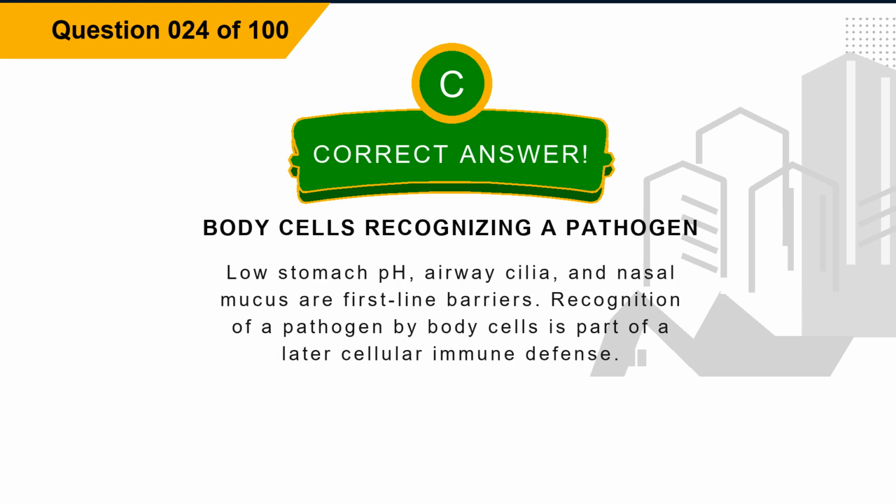Body cells recognizing a pathogen. Explanation. Low stomach pH, airway cilia, and nasal mucus are first-line barriers.